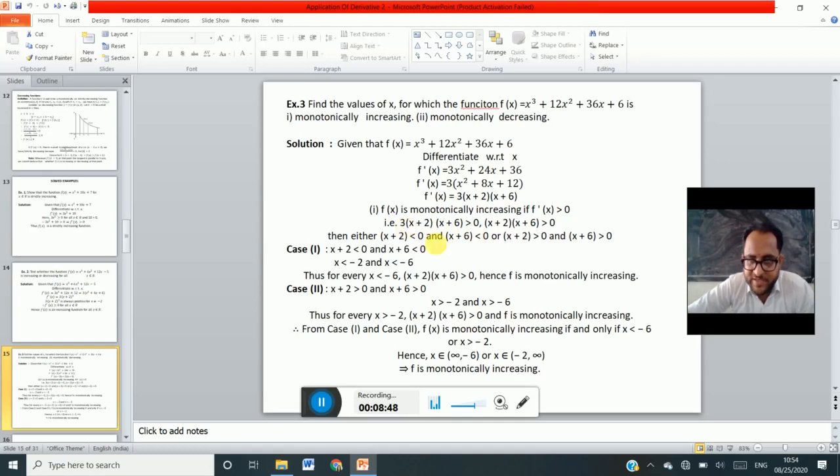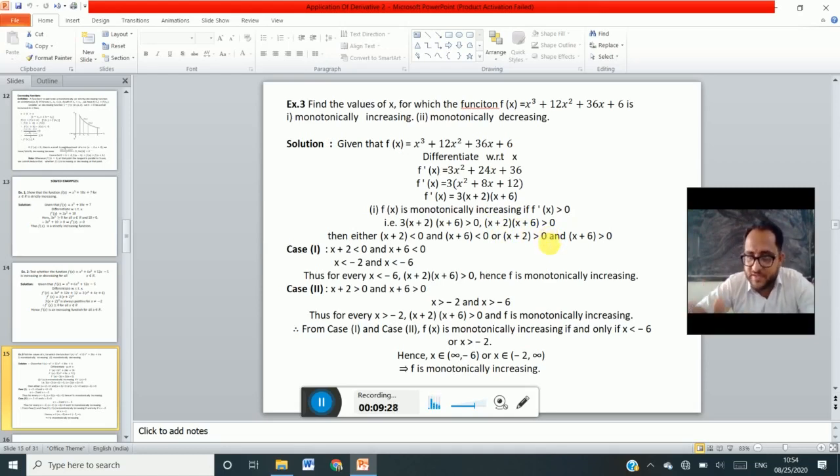If 3 comes to the left side, it is 0 by 3, which means 0. So (x + 2)(x + 6) is greater than 0, right? Now the product of these two is greater than 0. That means both are negative or both are positive. Only in these two cases is the product greater than 0. If one of the terms is negative, then the product is not greater than 0, it should be less than 0, because the answer is negative, right?